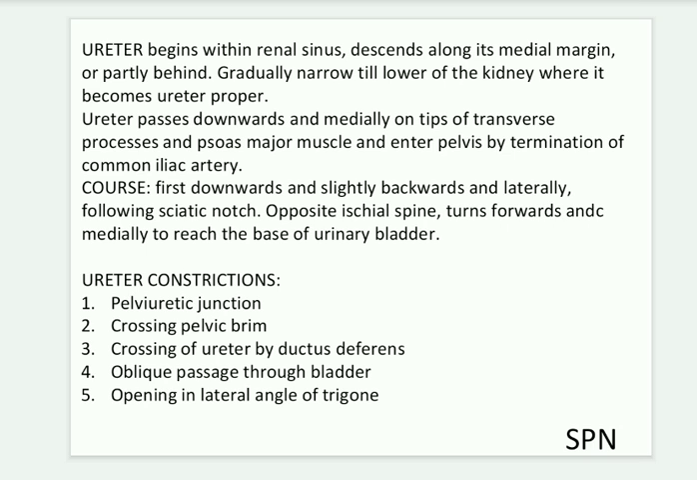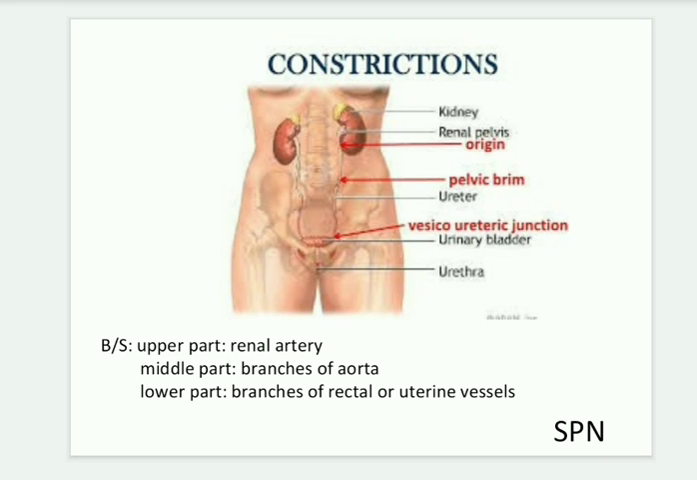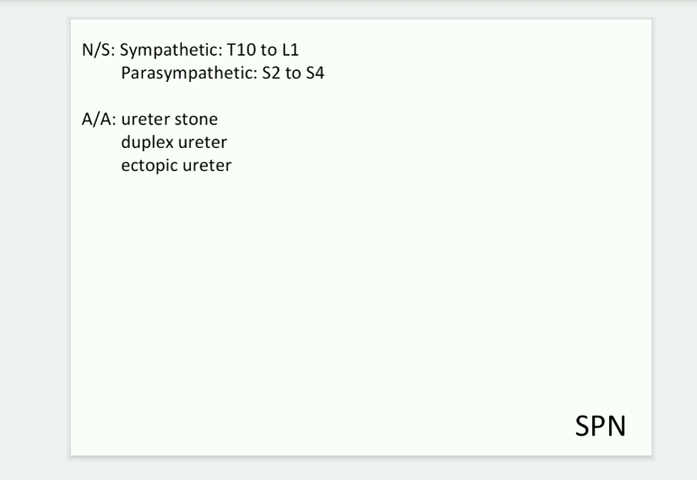Next is the blood supply. In this picture you can see the constrictions: the vesicoureteric junction, the pelvic brim, and its origin. For blood supply, the upper part is supplied by renal artery branches, the middle part by branches of the aorta, and the lower part by branches of the rectal or uterine and vesical arteries. The nerve supply is sympathetic and parasympathetic, T10 to L1 and S2 to S4 respectively.